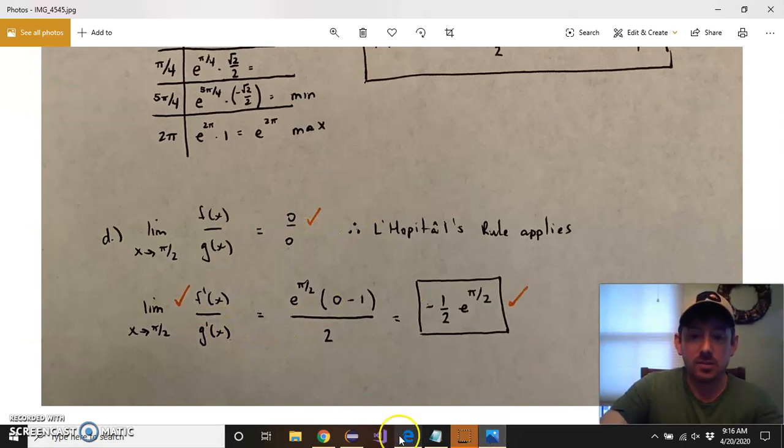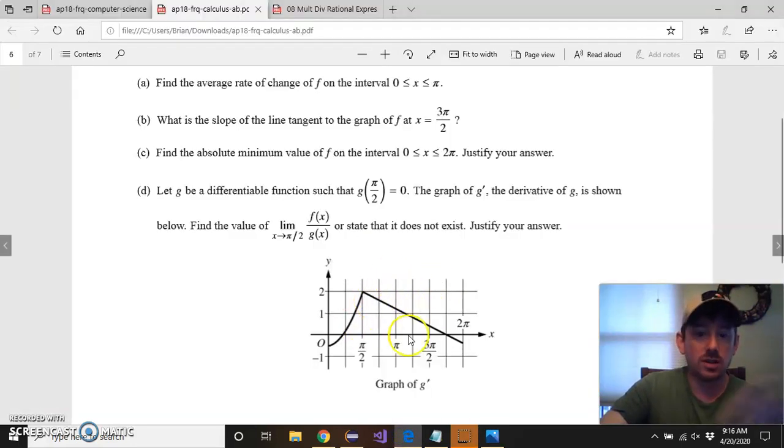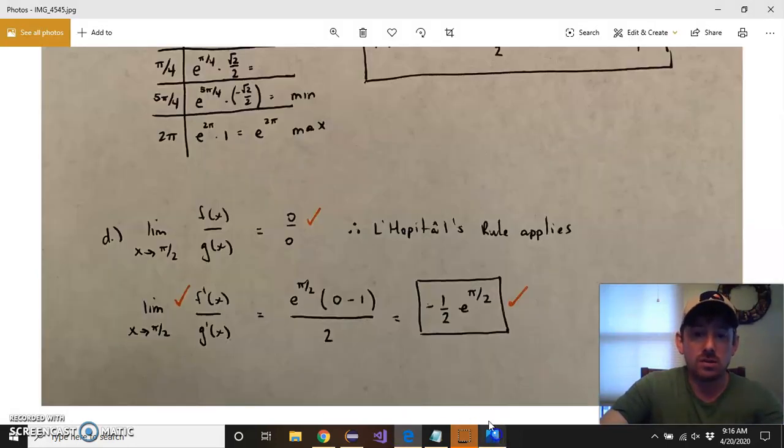Now that comes from the g prime graph right here. g prime of pi over 2, right there, is 2. So that's where this came from. This came from plugging numbers into the actual f prime function. This came from the graph. And then I just clean it up and you have your answer.